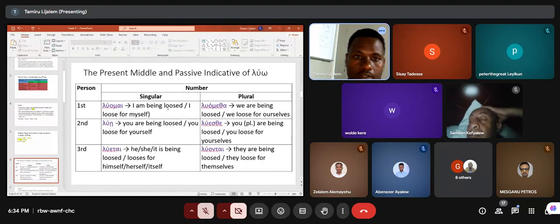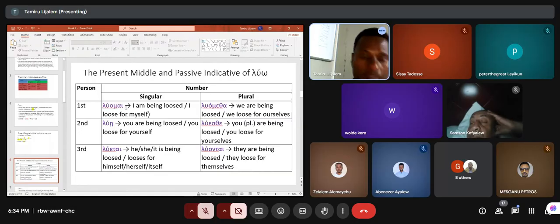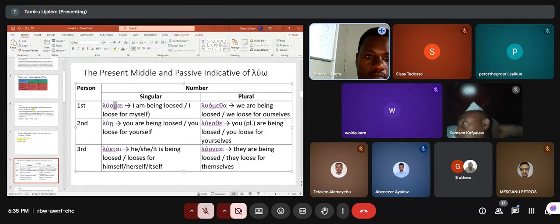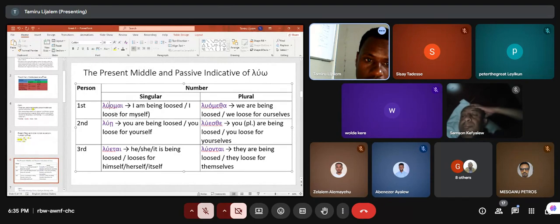So present middle and passive indicative of luo, which I showed you earlier. Luomai. Before mu or nu we use the connecting vowel omicron. That's why this is omicron.